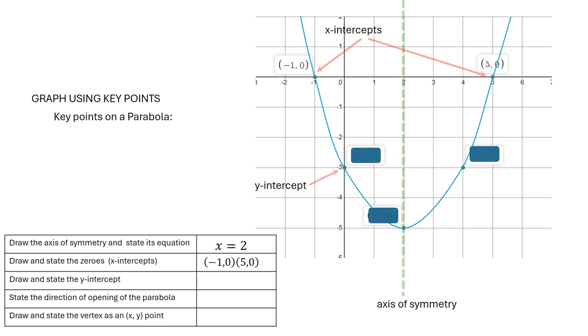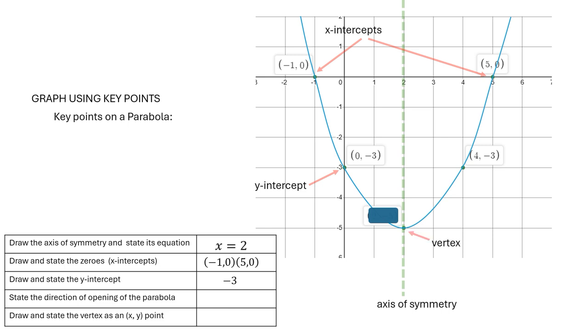The y-intercept is the point where the graph crosses the y-axis. You can see that that is 3, or sorry, -3. So at the point -3, the graph crosses the y-axis. We say that's the y-intercept. So we'll put that into our chart.